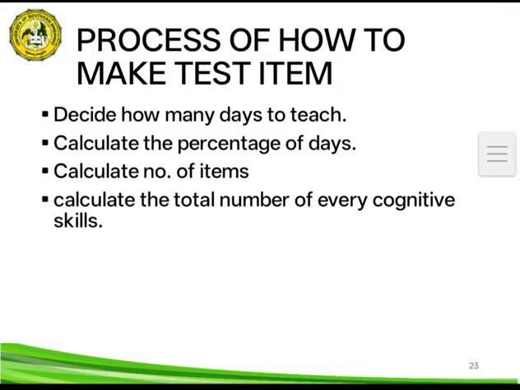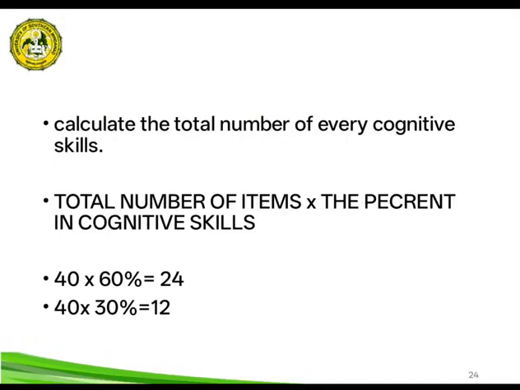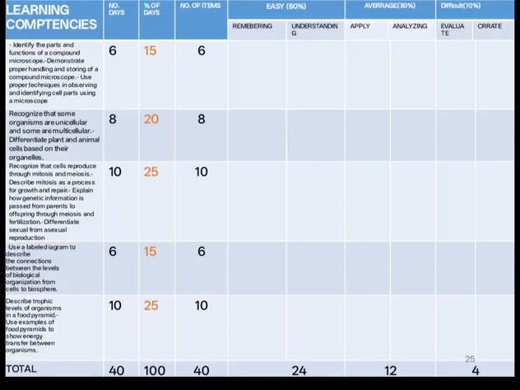Next is calculate the total number of every cognitive skills. Kung nakikita ninyo dito sa table, yung 60, 30, and 10, ita-times natin yan sa 40 items and meron tayong equal na 24, 12, and 4. Meaning yan, sa easy na part, meron tayong 24 items na malalagay dyan. It's either na sa remembering or understanding. Same with sa average, dapat meron tayong 12 items. It's either na sa apply or analyzing. And number 4 naman, 4 items for evaluate and create.